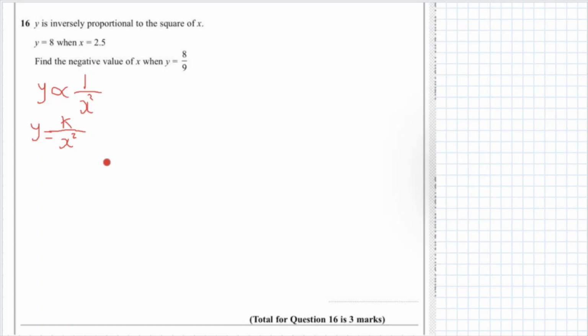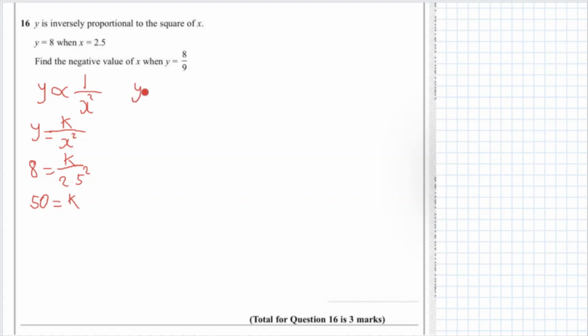So now we need to solve for k, and in questions like this, we can find out what k is without using our t-table, just by using our values here. We're told that when y equals 8, x equals 2.5. Well, we can substitute those values in, can't we? 8 equals k over 2.5 squared. And if we simplify that, that's 6.25. 6.25 times 8 is 50, equals k. And there we go. We have our value of k.